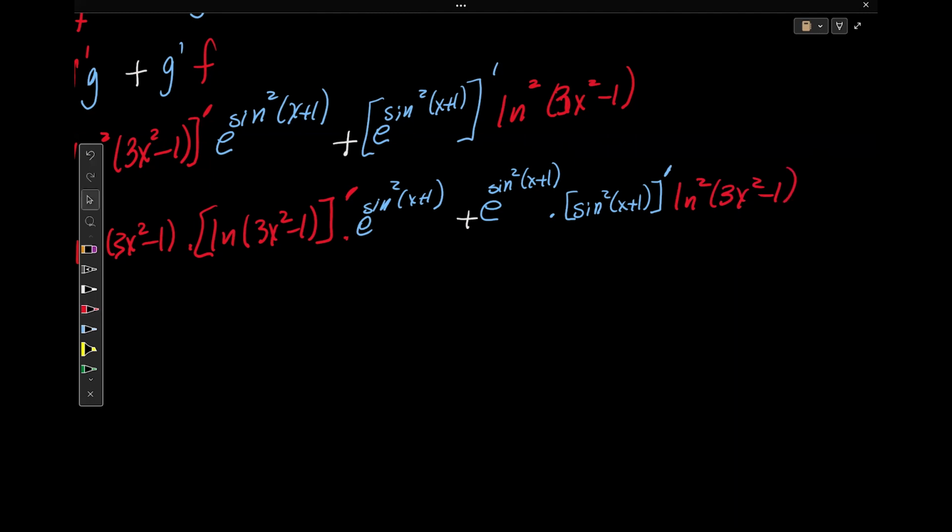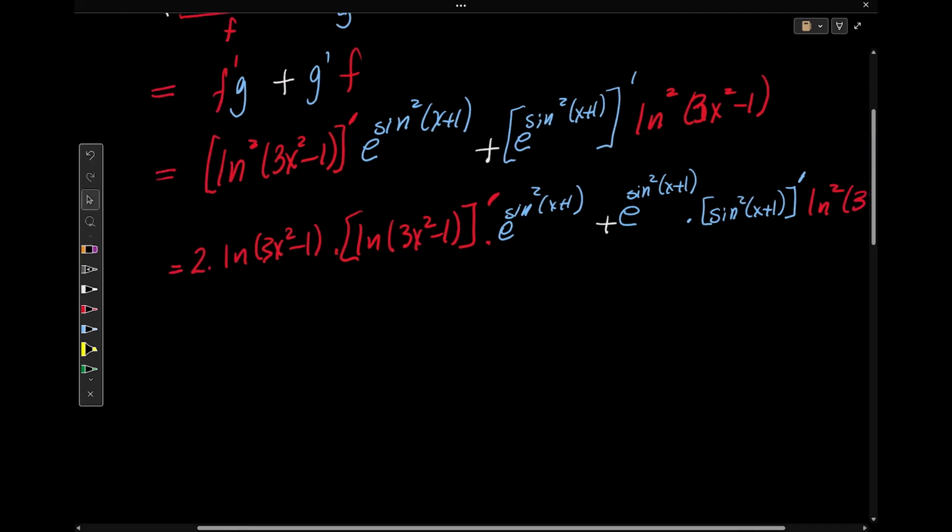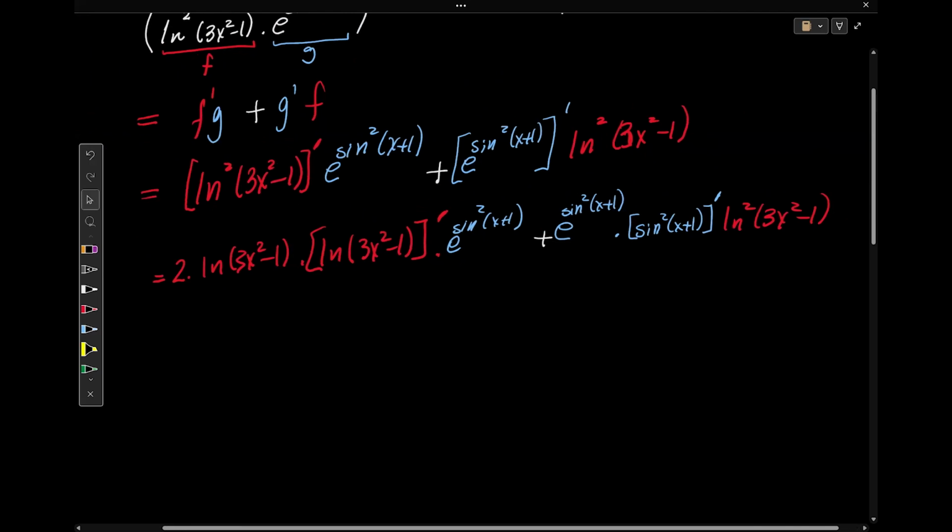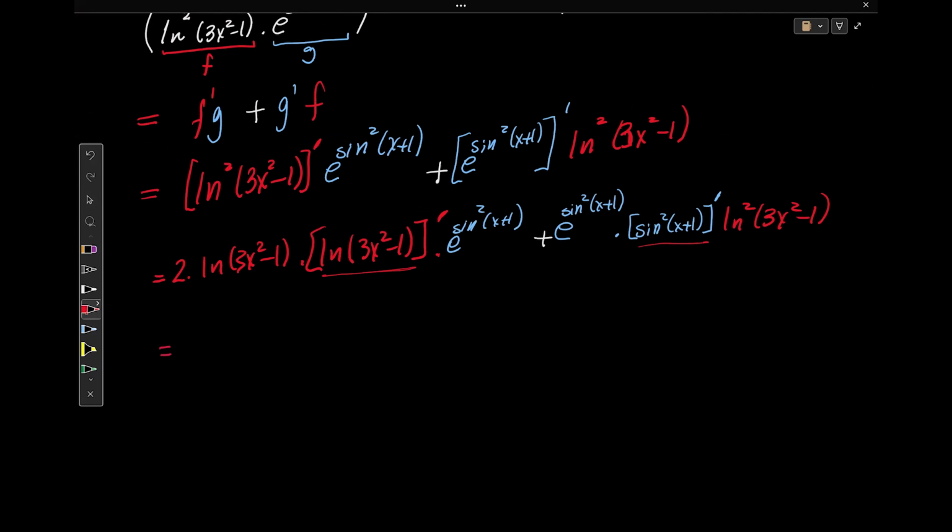There it is. One step at a time. All right, we have a derivative right here we have to concern ourselves with, then a derivative right here. So let's take care of the red. Here's 2 ln 3x squared minus 1 times, I have the derivative of what's inside right there.